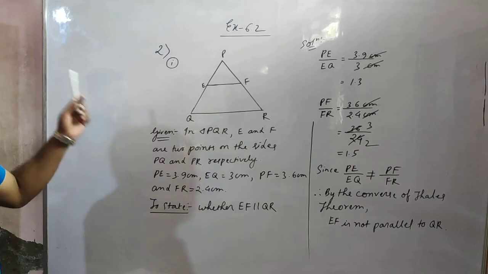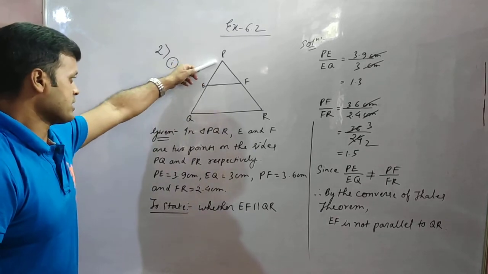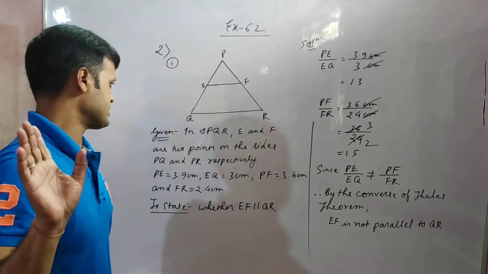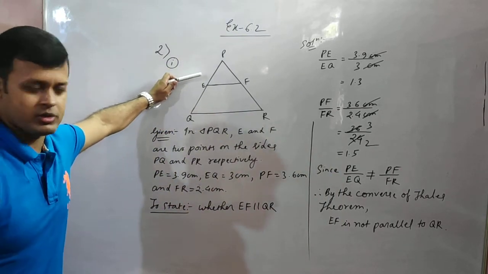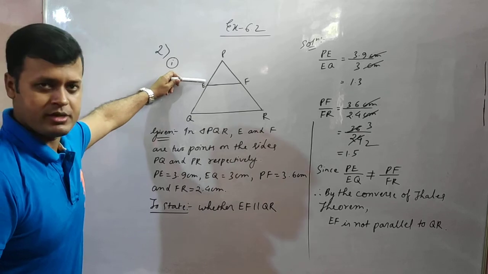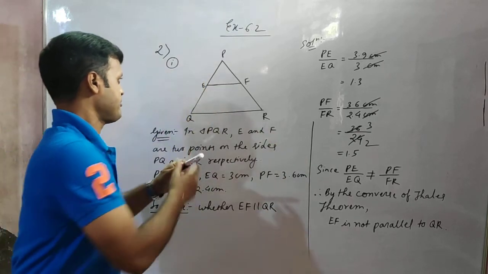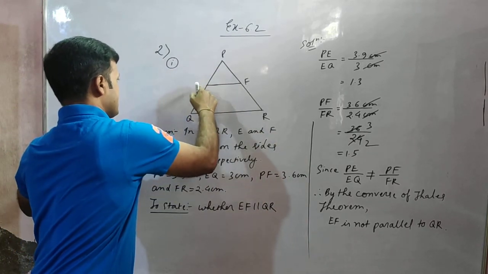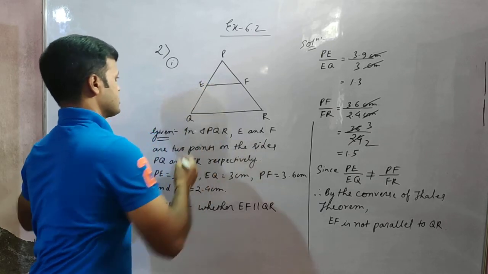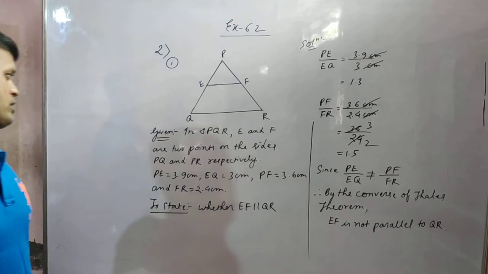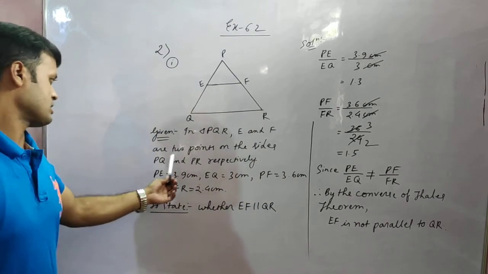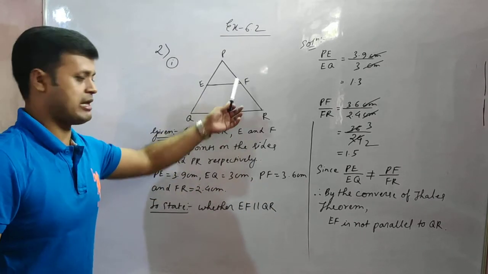Let us see. One triangle is there, PQR. PQR is a triangle. E and F are two points. E is a point on PQ and F is a point on PR. These are two points on the sides PQ and PR.